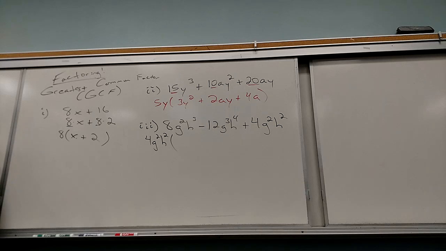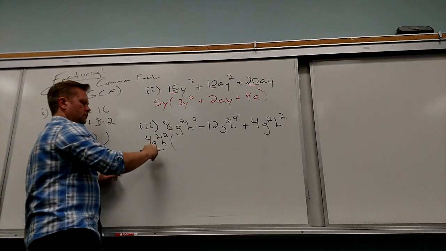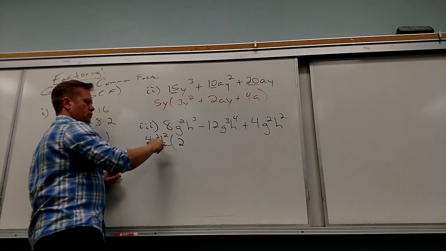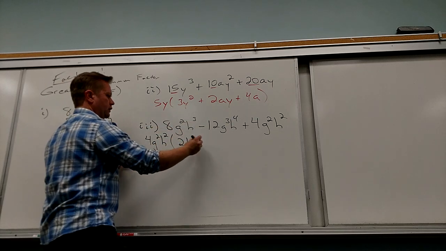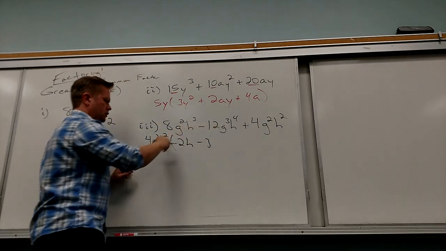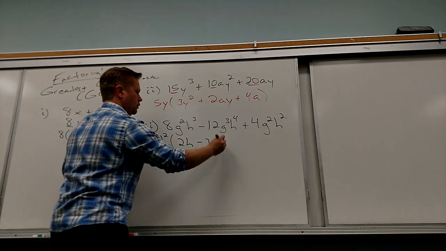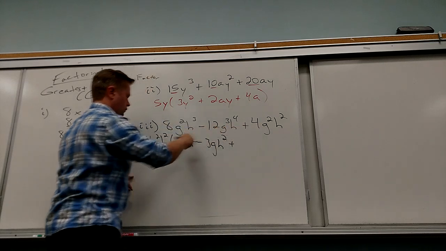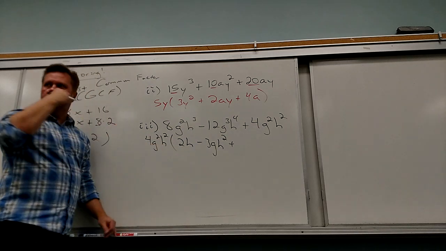So again, it really is just thinking backwards. Where would this have come from? What would somebody have distributed? So what's left in the first term? 2. 8. No G's, I like it. You had 3 H's, you took 2, you got 1 left. 3. You had 3 G's, took 2. G. Had 4 H's, took 2. H squared. 4's gone. G's are gone. H's are gone.